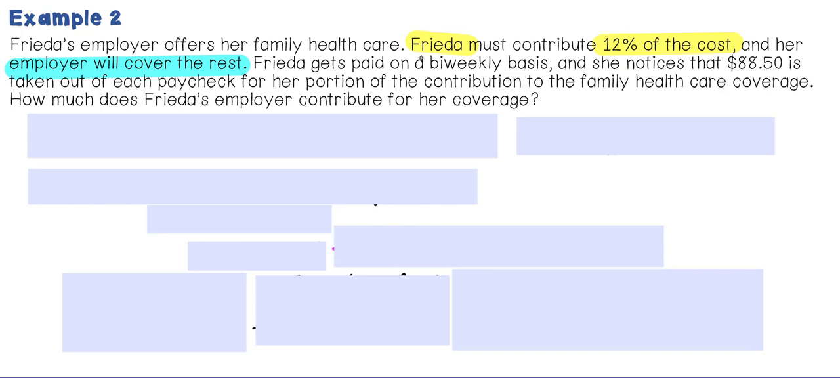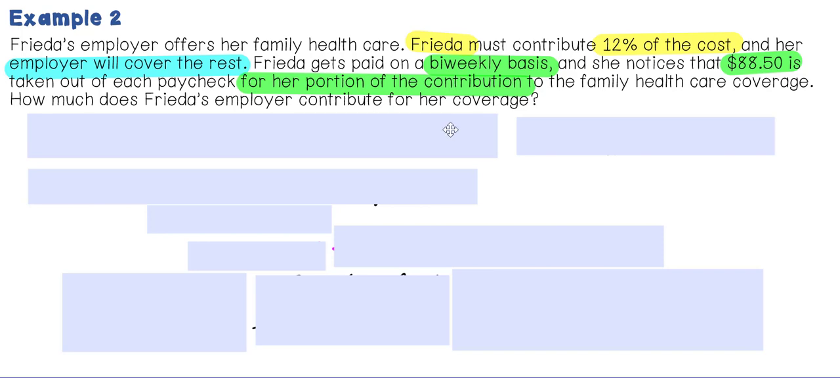Frida gets paid on a bi-weekly basis, and she notices that $88.50 is taken out of each paycheck for her portion of the contribution to the family health care coverage. How much does Frida's employer contribute for her coverage? So we need to determine how much she contributes for the entire year, and then we need to figure out what the total is before we can figure out how much is contributed by her employer.